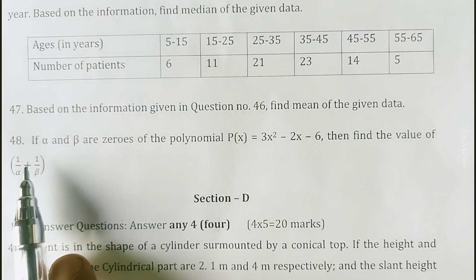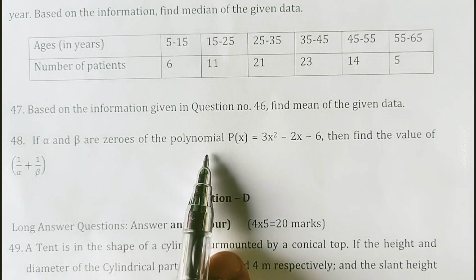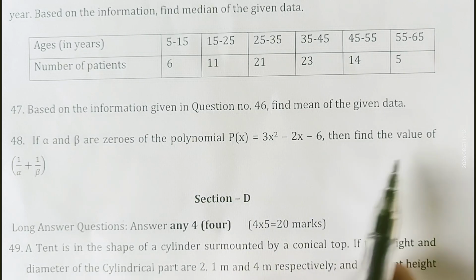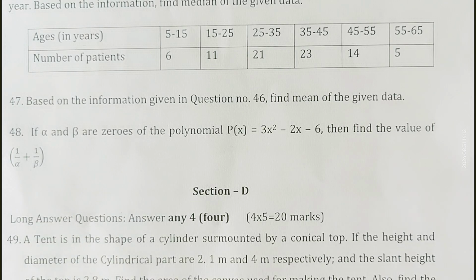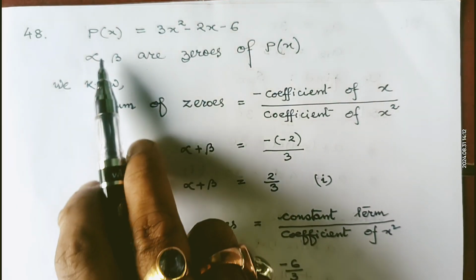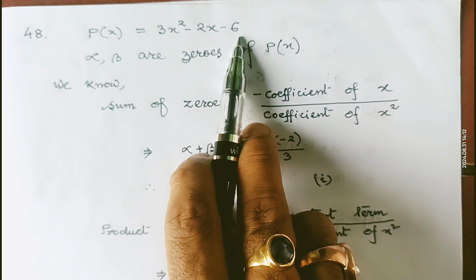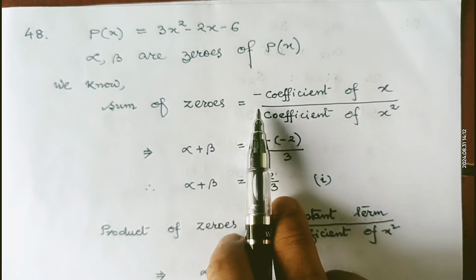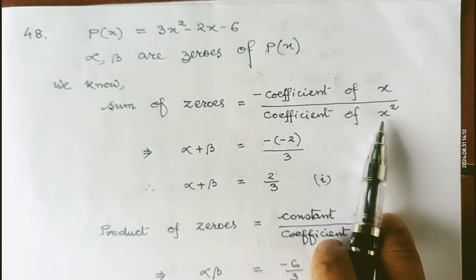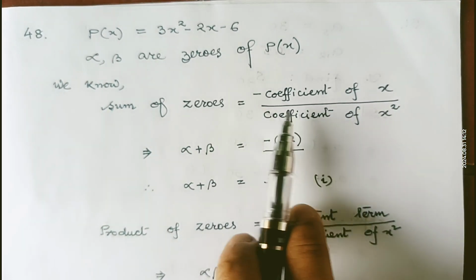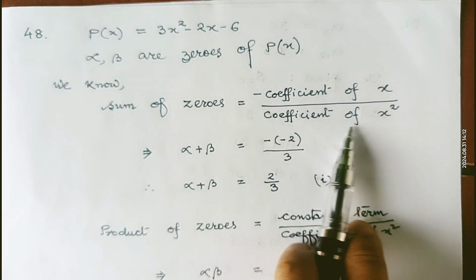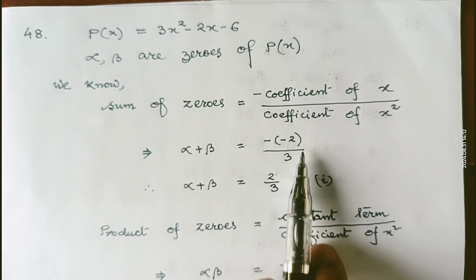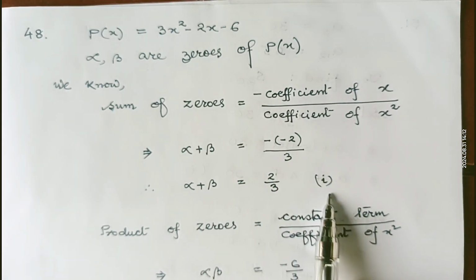In question number 48, it is given that if alpha and beta are zeros of the polynomial p(x) equal to 3x square minus 2x minus 6, then find the value of 1 by alpha plus 1 by beta. As given in the question, the polynomial is 3x square minus 2x minus 6, and alpha and beta are zeros of the polynomial. Now we know the sum of the zeros formula is minus coefficient of x by coefficient of x square. So alpha plus beta will be minus, coefficient of x is minus 2 and coefficient of x square is 3. So it will be minus of minus 2 by 3. So alpha plus beta will be plus 2 by 3. Let it be equation number 1.